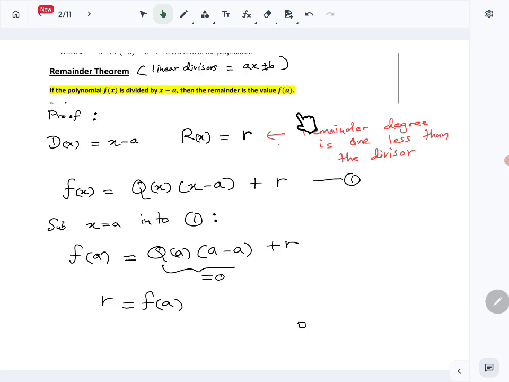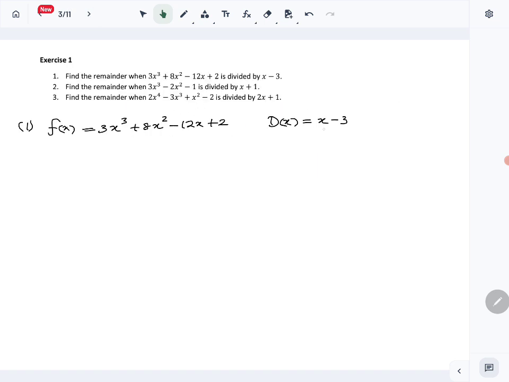Look at the remainder theorem. We need to find the a value. So a value is what? To find the a value, remember this is the easy way: equate the divisor to 0 and solve for x. That is your a value. So here a value is going to be 3. So what is the remainder going to be then? Remainder is equal to f of 3. So substitute 3 into the function and find that value. That is the value of the remainder.